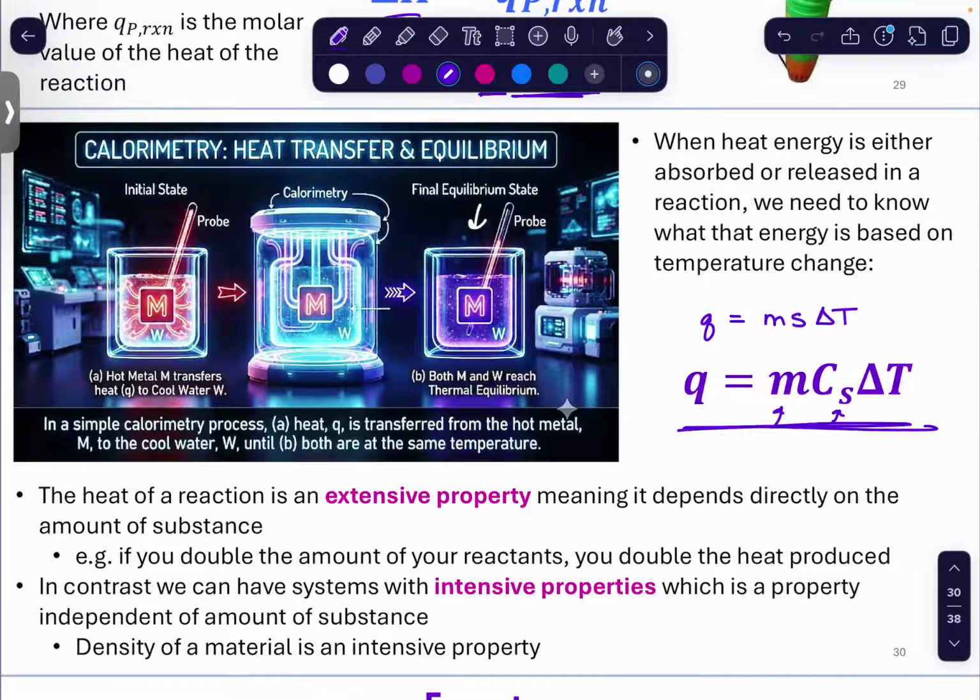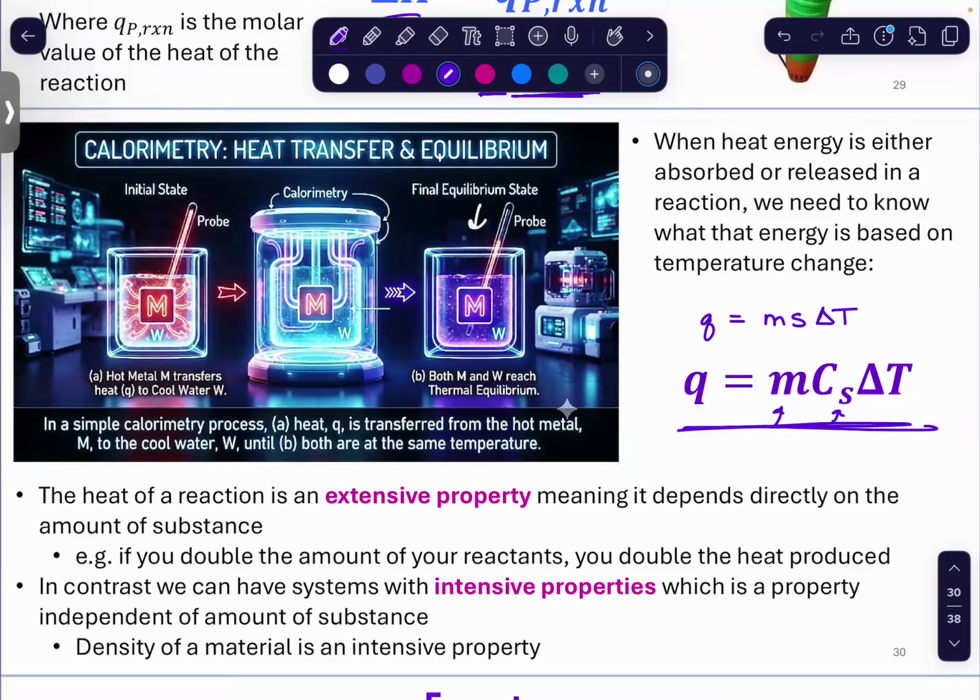So the heat of reaction is an extensive property. Extensive properties depend directly on the amount of substance. For example, you double your reactants, you double your heat produced. Intensive properties are properties that don't depend on the amount of substance. So we have one definition, we'll put the opposite. For example, the density of a material is an intensive property.